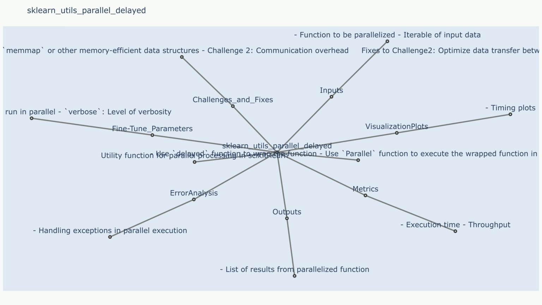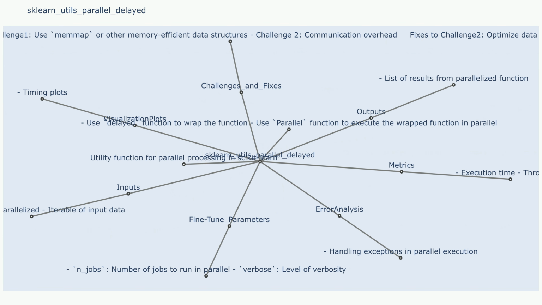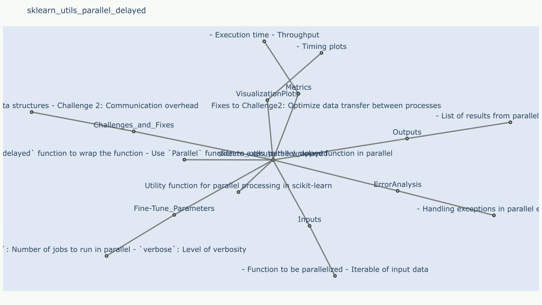sklearn.utils.parallel.delayed. Description: the delayed function from scikit-learn's parallel utilities is a powerful tool for parallelizing tasks within your machine learning workflows. It allows you to wrap any function with the delayed decorator, which effectively creates a task that can be executed concurrently. This is particularly useful when you have computationally expensive operations that can be executed independently.